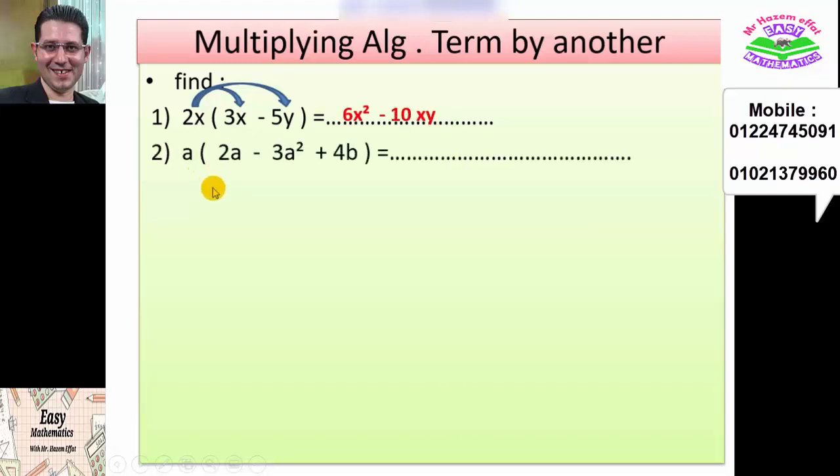By doing the same, we multiply here a by all this algebraic expression. I mean I will multiply a by 2a and a by negative 3a power 2 and multiply as the last a multiplied by 4b. A multiplied by 2a, it will be equal to a power 2. A multiply negative 3a power 2, it will be equal to negative 3a power 3. A multiply 4b, it will be 4ab.